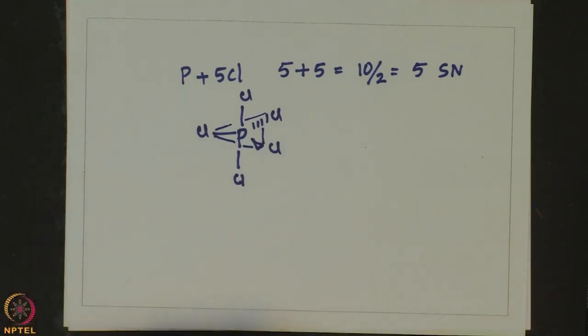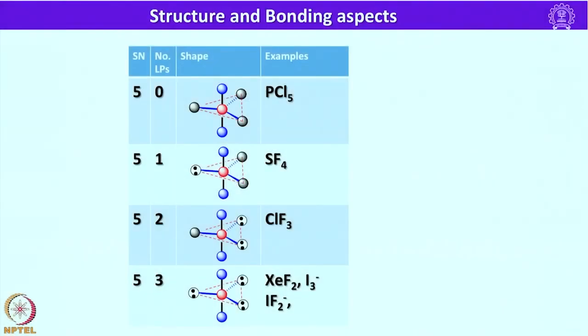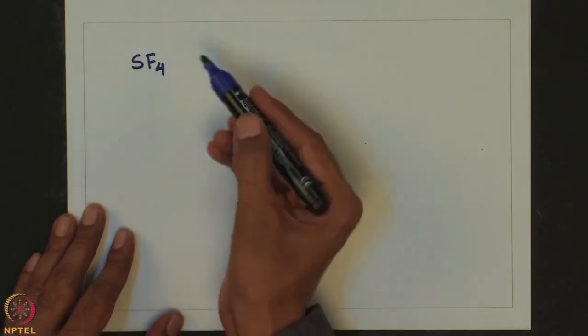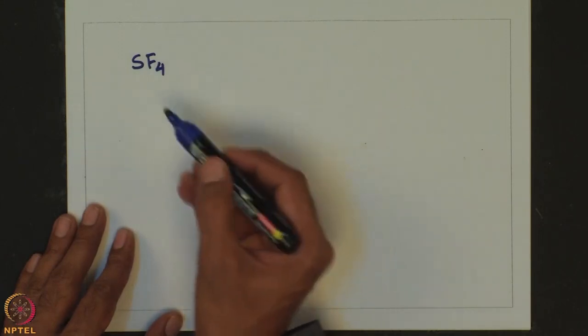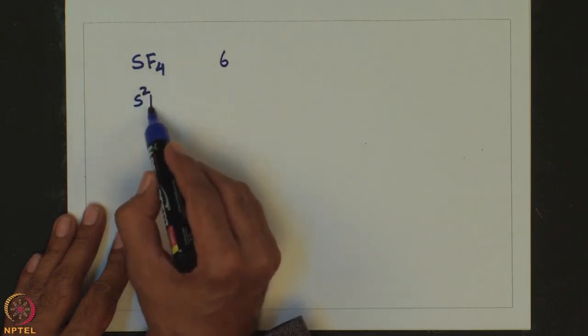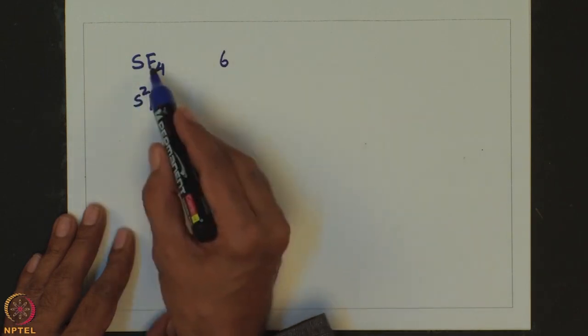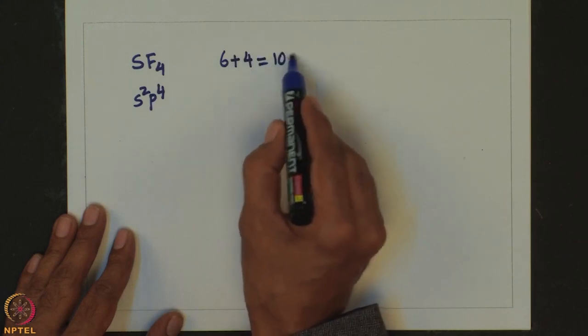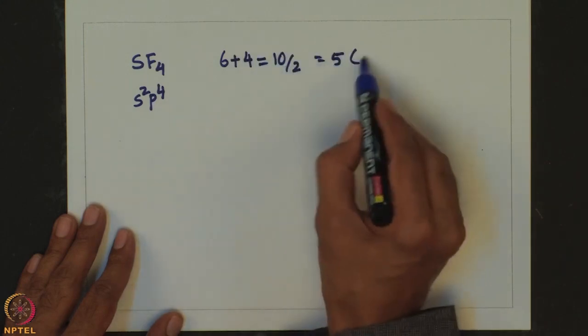Let us look into another case of steric number 5, but having 1 lone pair and 4 bonded pairs. The example that I have given is SF4. Let us look into the SF4 molecule here, how it will have that kind of structure and shape. So in case of SF4, we know that steric number is 5. So let us determine that one. We have 6 electrons from sulfur, because it is S2P4, similar to oxygen, and 4 electrons are coming, one each from fluorine atoms. So it is 6 plus 4 equals 10 by 2 equals 5, the steric number.